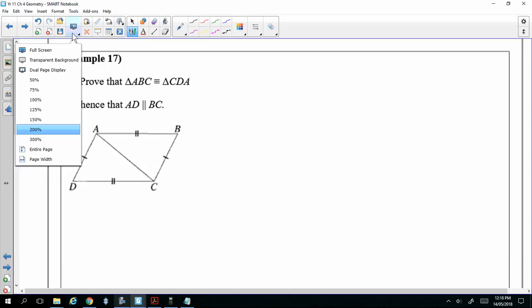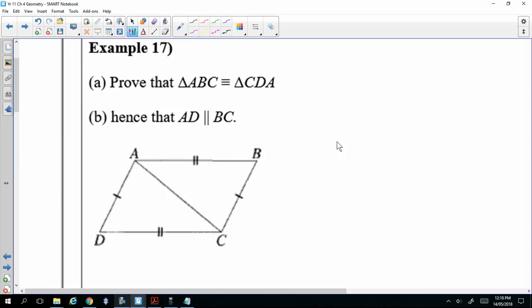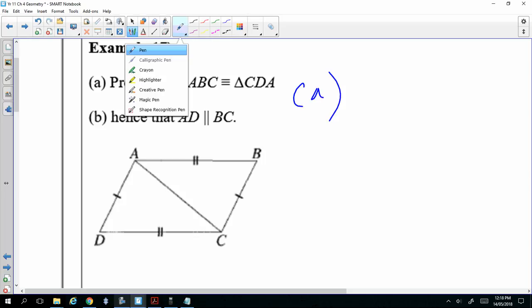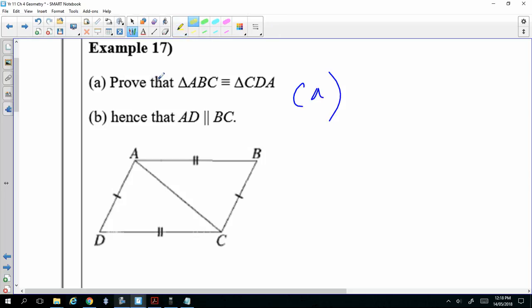Let's do part A. We have to prove triangle, let me use a highlighter. So we have to prove triangle ABC, you can also color it in as well, ABC is congruent to triangle, the blue one. Okay, so prove these 2 triangles are the same. So highlight it. Very good, like this. So prove the yellow congruent to the blue.